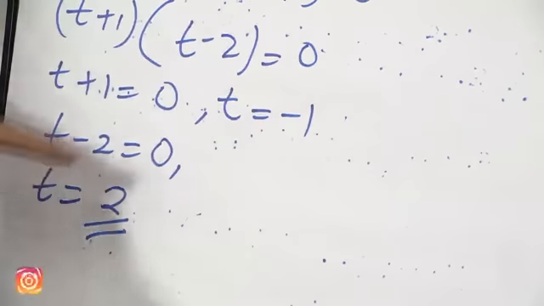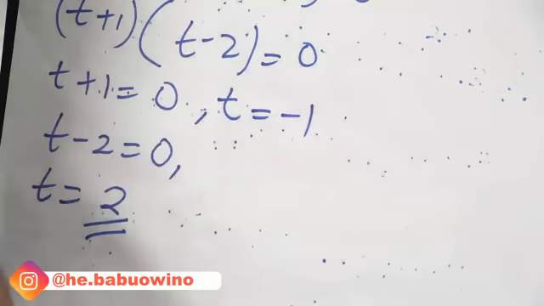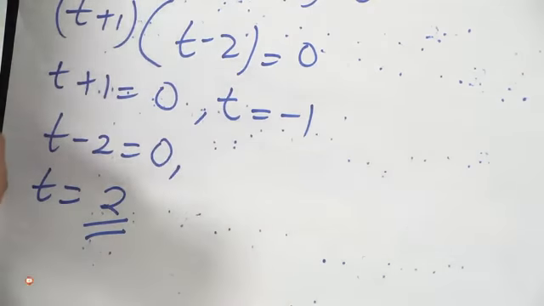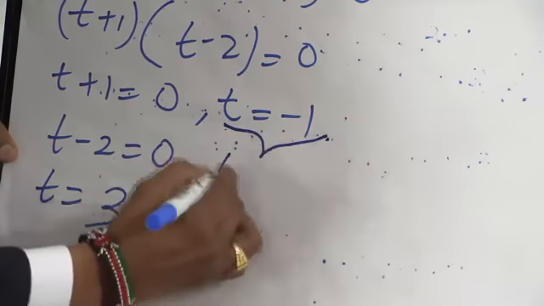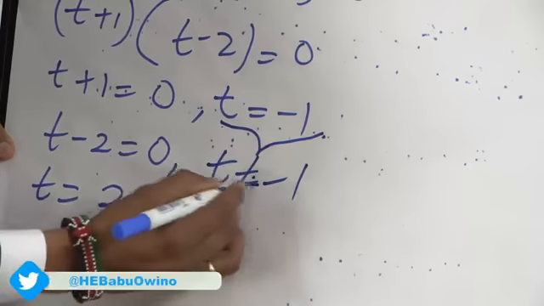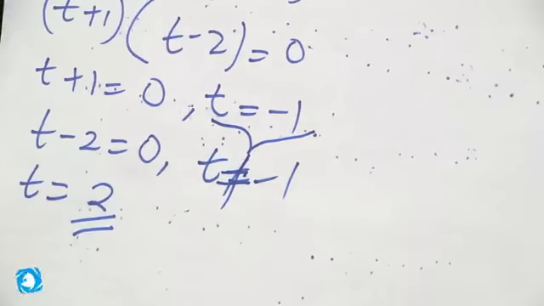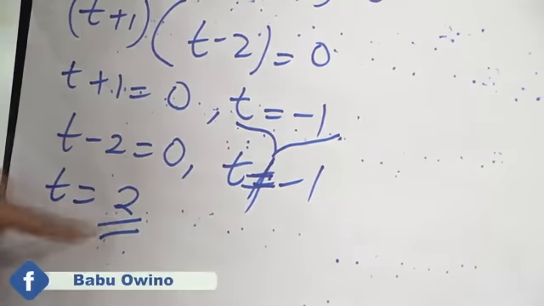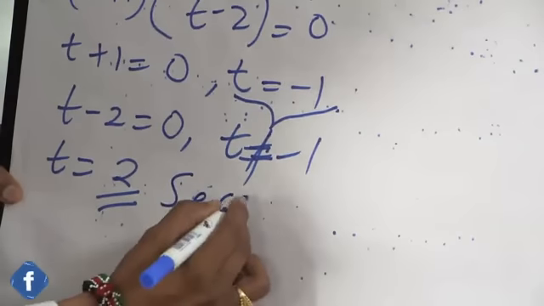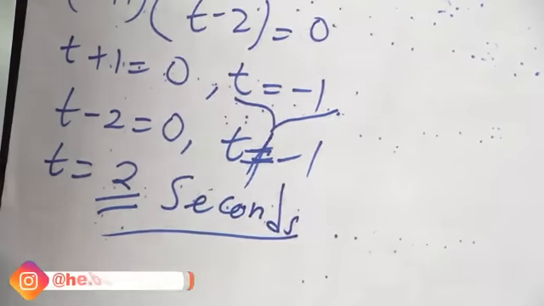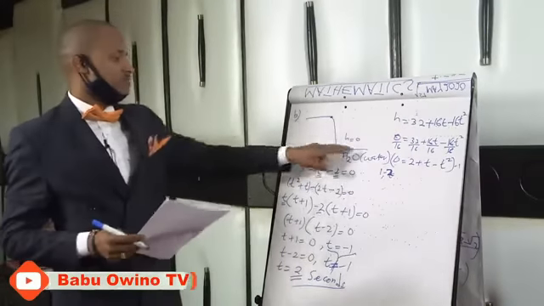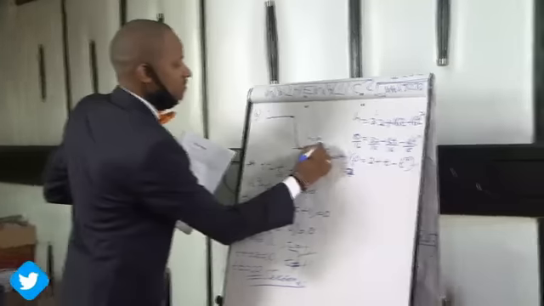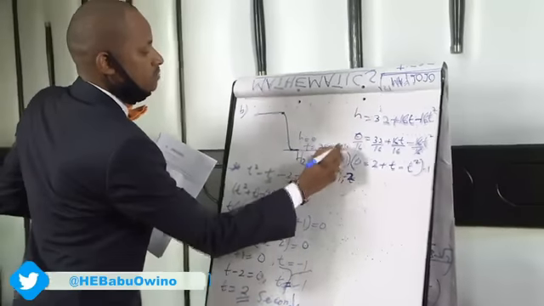Both are in seconds. But we can see one of the values is negative 1. Time cannot be negative. Therefore, this is not practical. So we go with the value of t equals 2, and you write the SI unit of time, which is seconds. So that is the first part of the question. That is the time he took to hit the water surface. So at the water surface, the time is 2 seconds.